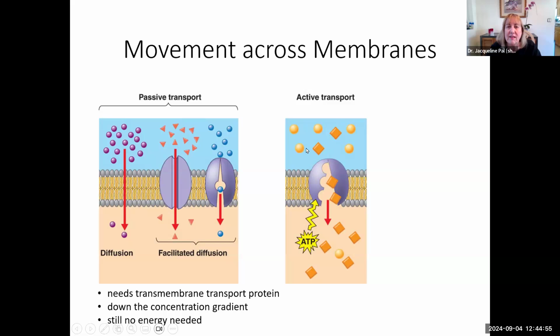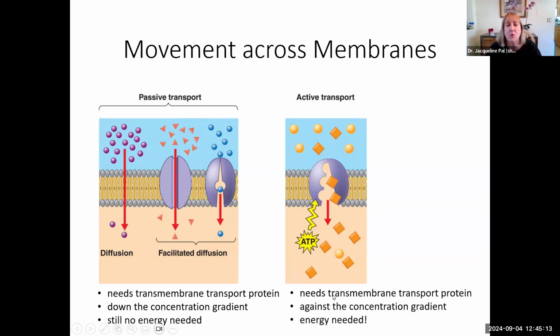So look here, look at these diamonds. Okay. We've got 2 diamonds here on the outside. We've got 5 on the inside. In order to move in, it's going to take energy. It's still going to take that transport protein. So we don't lose anything from before. We're just adding one more thing. So we still need our transport protein. Now we're going against the concentration gradient, and that is going to require energy.